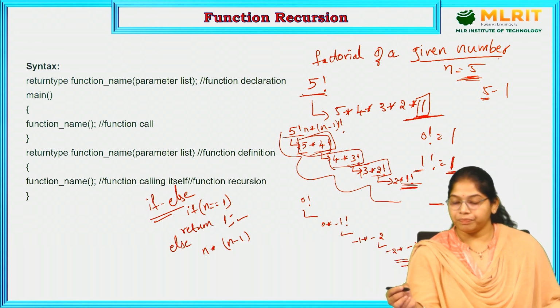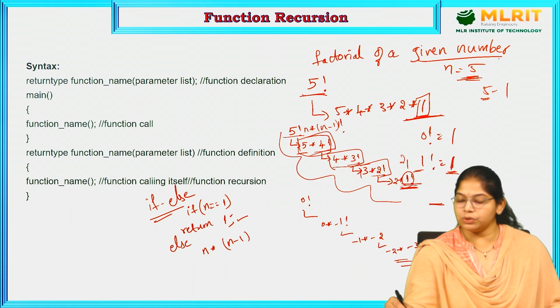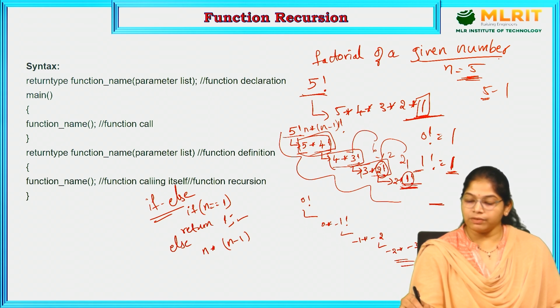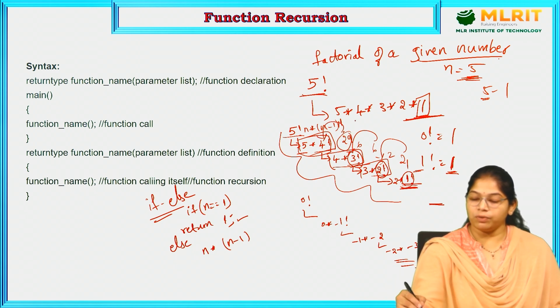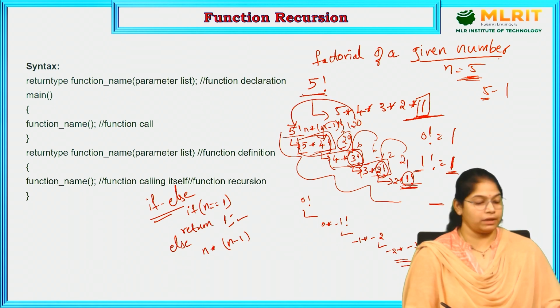Now, what is 1 factorial? 1. 2 into 1 is 2, so 2 factorial is 2. 3 into 2 is 6, so 3 factorial is 6. 4 into 6 is 24, so 4 factorial is 24. 5 into 4 factorial, 24, is 120. So the 5 factorial is 120.